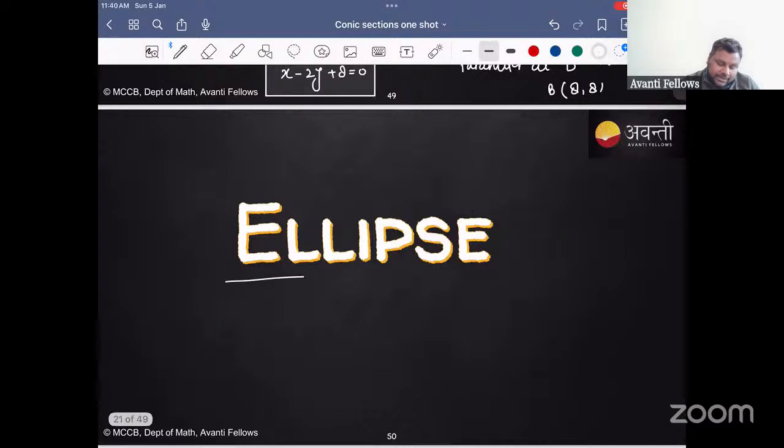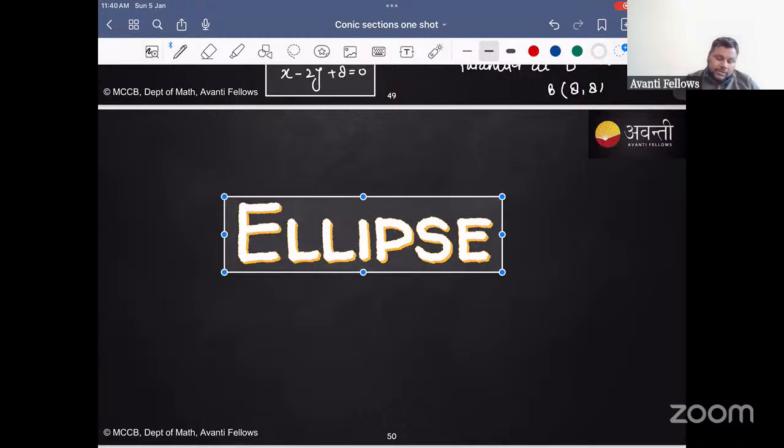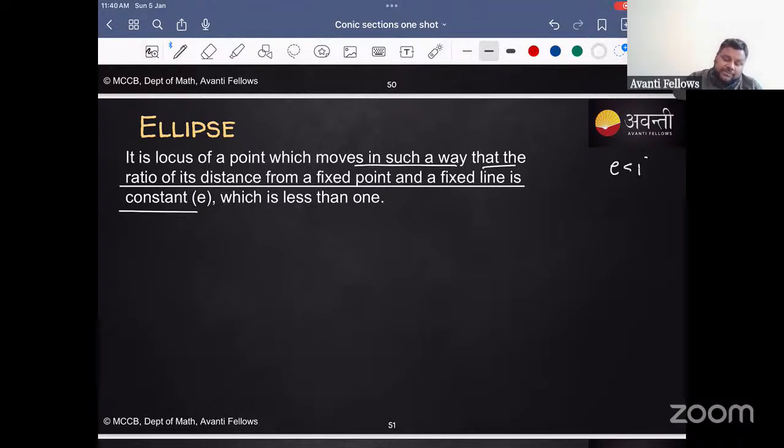Now, let's come to ellipse. Ellipse is the locus of a point which is moved in such a way that the ratio of its distance from a fixed point and its distance from a fixed line is always constant. This constant is E. This fixed point is what we call focus. This fixed line is what we call directrix. And this constant E, eccentricity, should be less than 1.